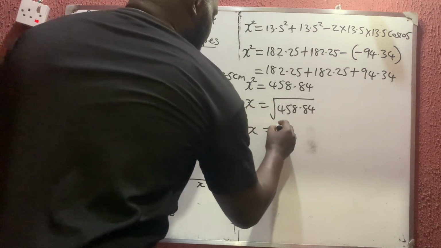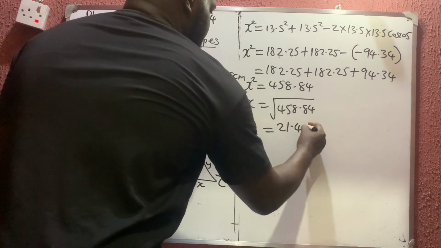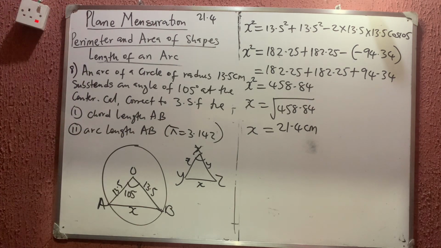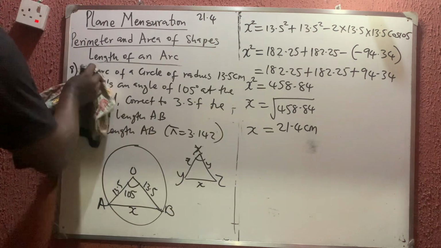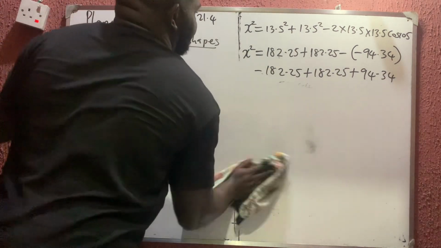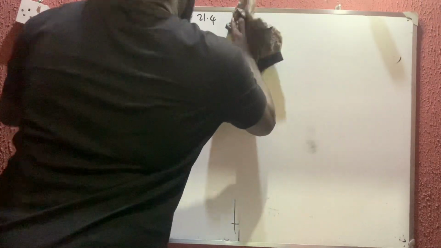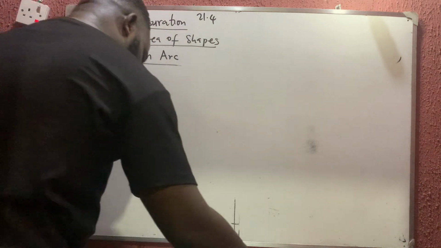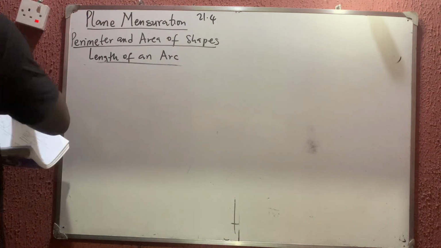I'm having the same 21.4 cm. So any of the formulas you like, you will still get the same answer. But myself, most of the time, I used to forget the formula for the length of an arc, so I normally use the cosine rule to get my answer. Anyone you prefer is still correct. So we go to the next question, question number 9.